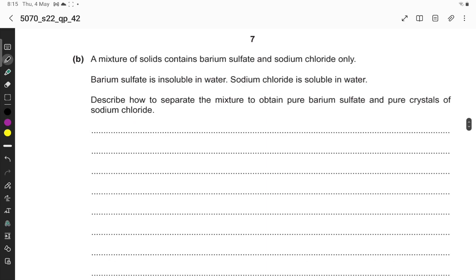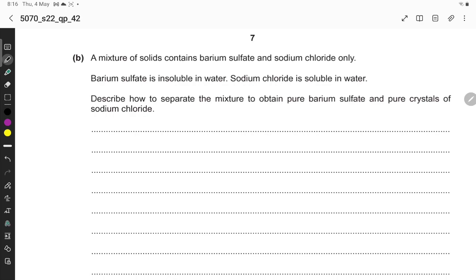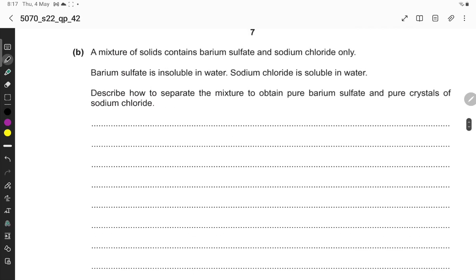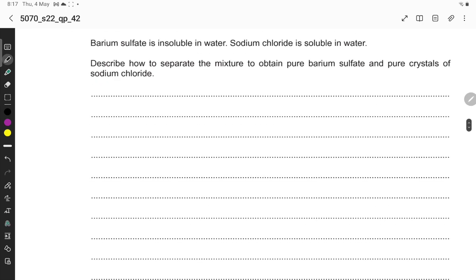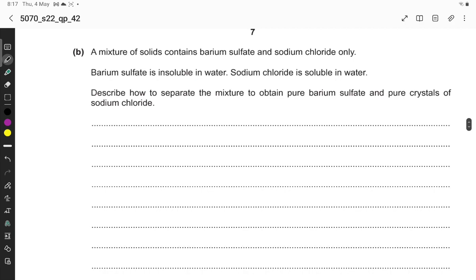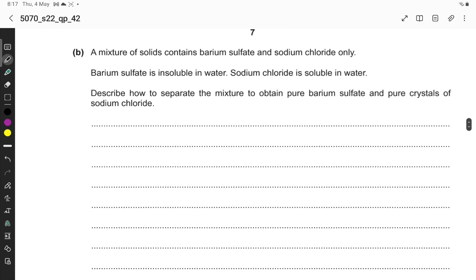A solid mixture contains barium sulfate and sodium chloride only. Barium sulfate is insoluble in water. Sodium chloride is soluble in water. Describe how to separate the mixture to obtain pure barium sulfate and pure crystals of sodium chloride.